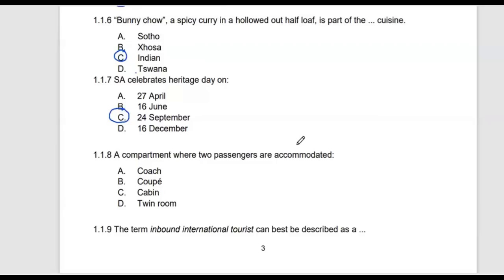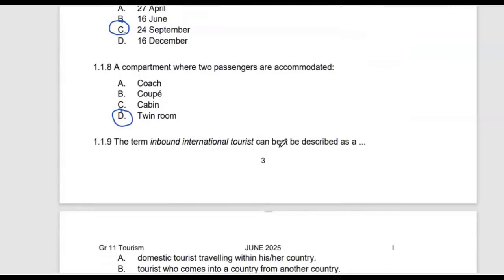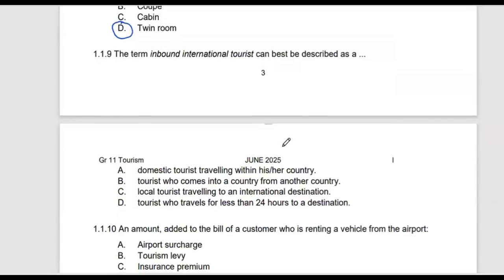Then a compartment where 2 passengers are accommodated. When you talk about a compartment which can accommodate 2 passengers, the best option is considered to be a twin room, simply because it will be able to accommodate 2 passengers, perhaps in 2 beds which will be separate. So we consider that to be a twin room.